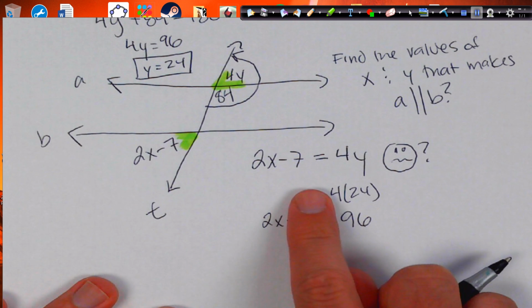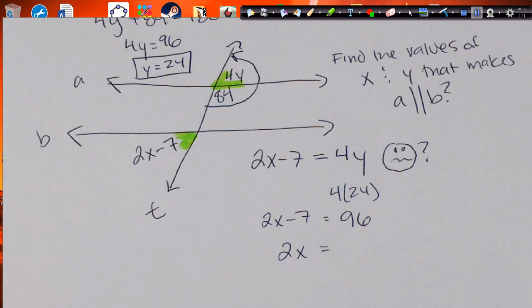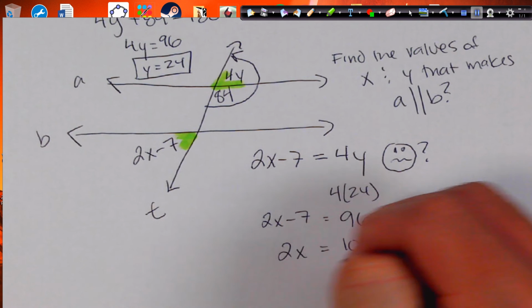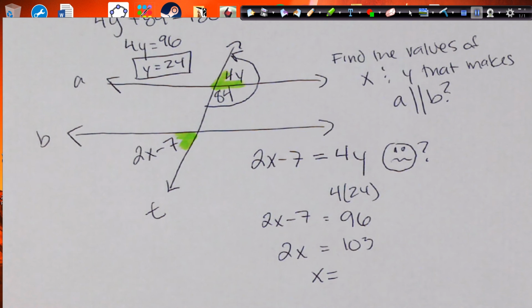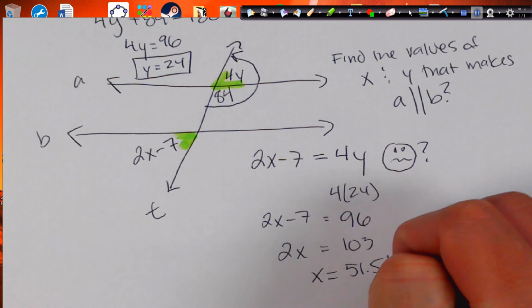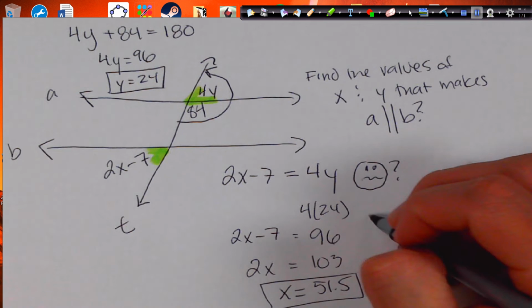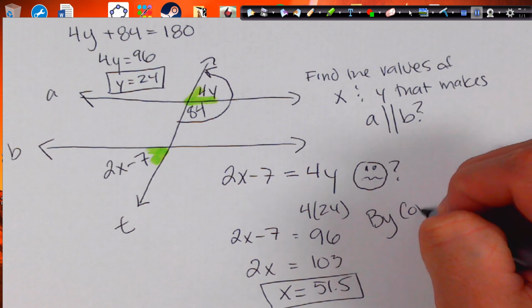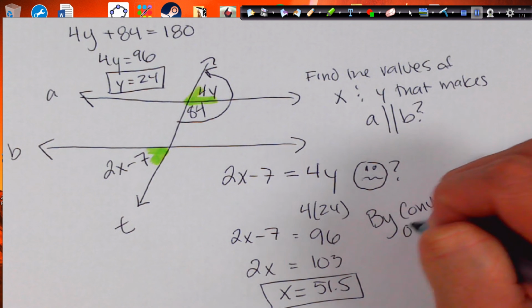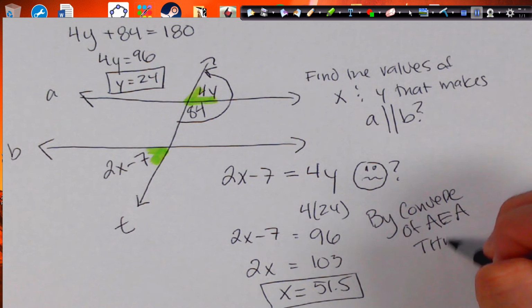And in here we plugged it in. Add 7 to 96. And we get 103, and then divide by 2, and x is going to equal 51.5. So that would ensure that we have parallel lines, and this was all by the converse of alternate exterior angles theorem.